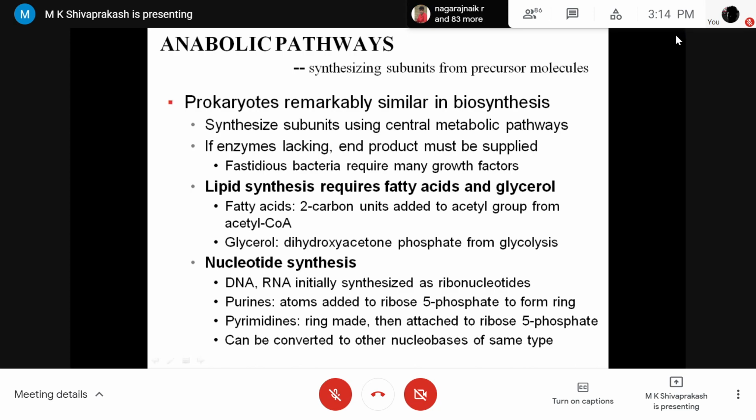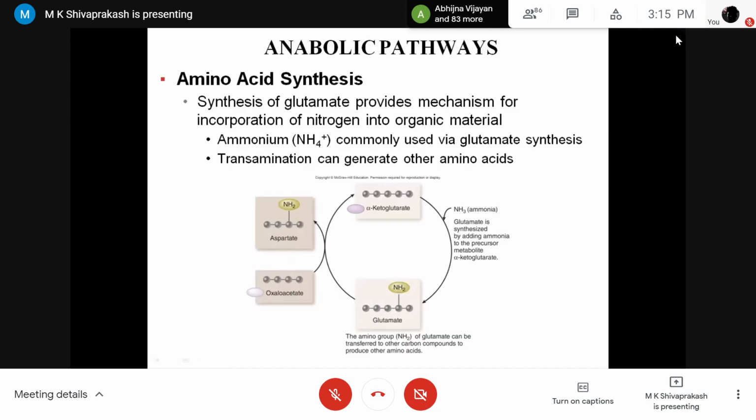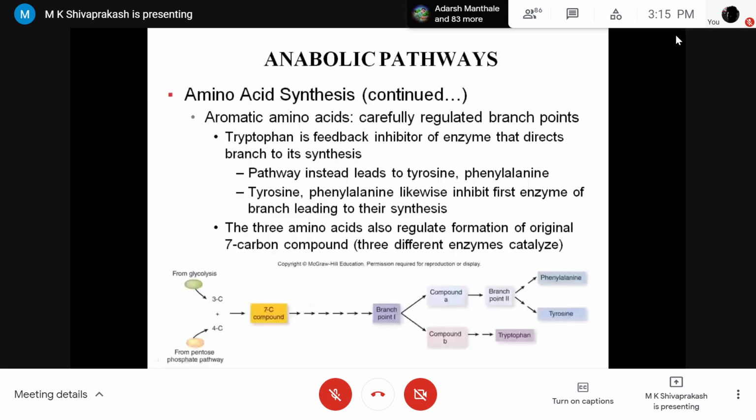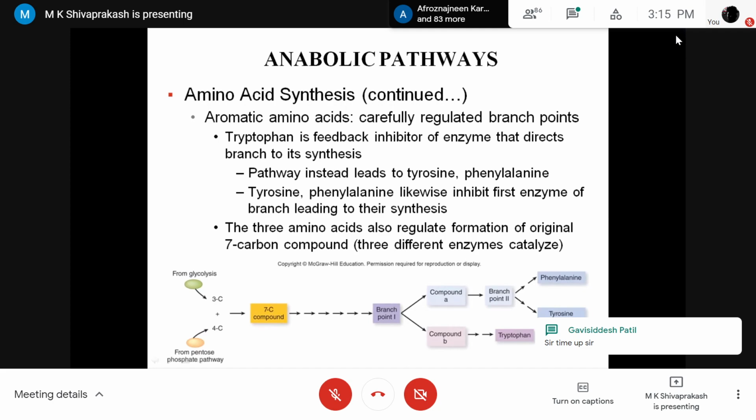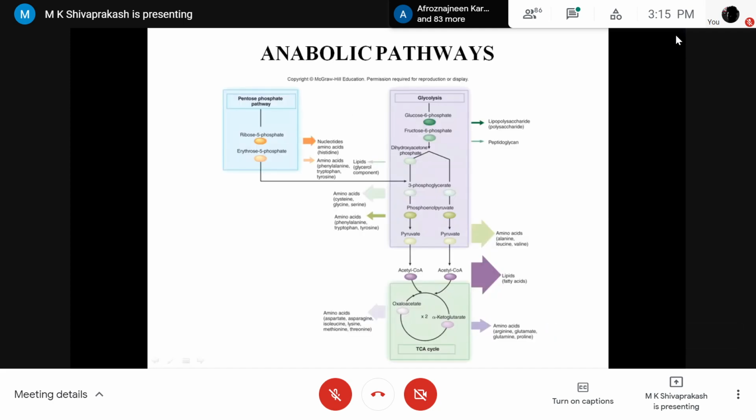By diverting one of the intermediates of the TCA cycle to produce the fatty acids in lipid biosynthesis, or purines and pyrimidines in nucleotide synthesis, or different amino acids in protein synthesis, or gluconeogenesis, that is also formed in carbohydrate biosynthesis. Of course, kindly go through this carefully.